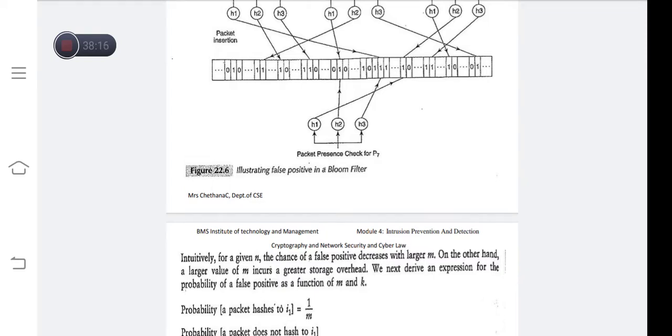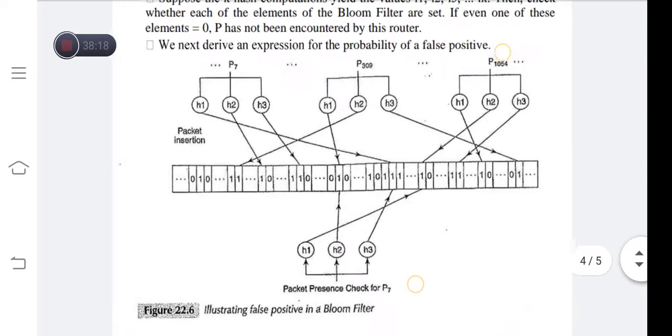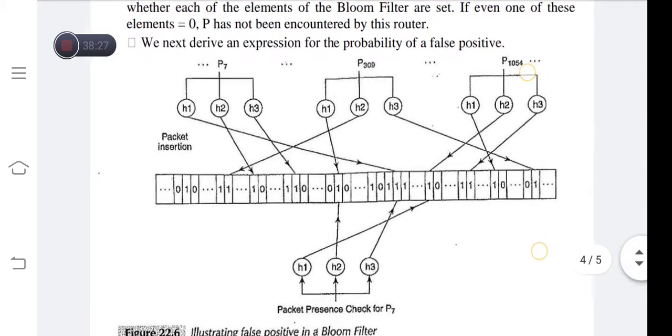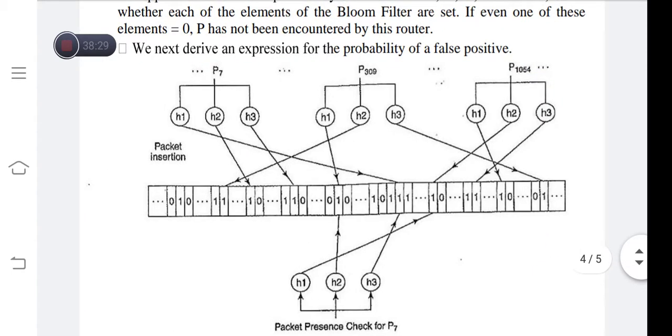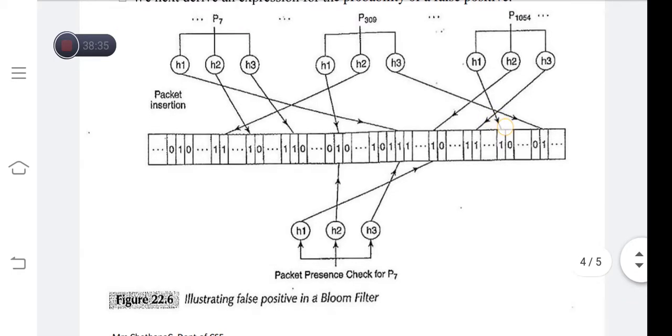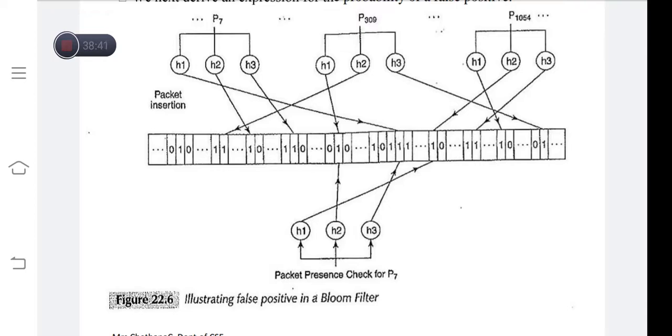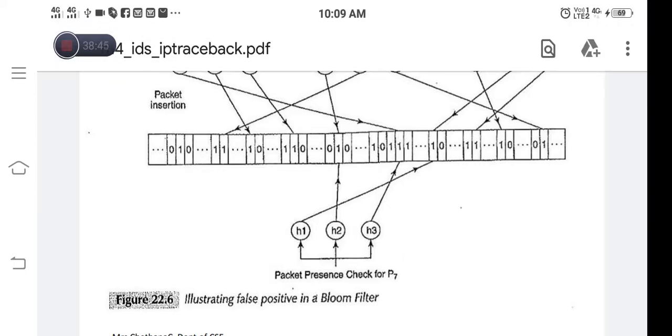In this figure, it clarifies how a false positive may occur. Initially, we first computed the hash functions to get the indices to store the values into the Bloom filter. Similarly, to check whether a packet is present in the Bloom filter, we again compute the hash functions on the same packet, for example P7, to check whether that packet's information is present in the Bloom filter or not.